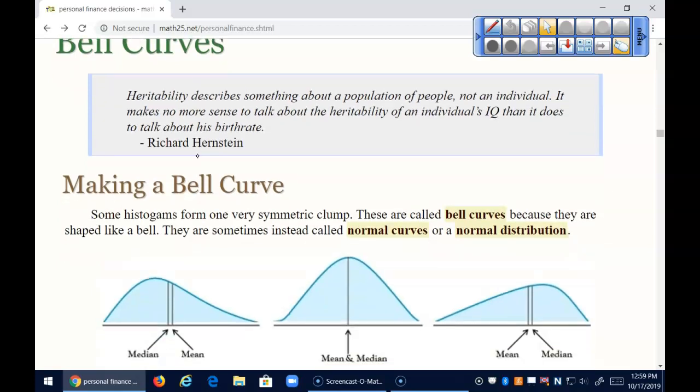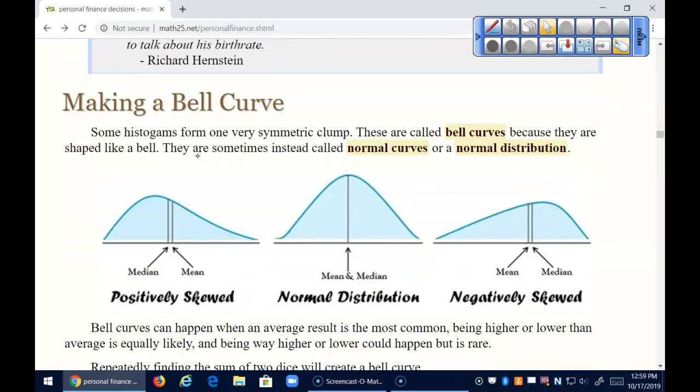But what is a bell curve? Histograms sometimes make one nice clump, and they're kind of shaped like a bell, so they're called bell curves. Their more formal name is a normal curve or a normal distribution. If you want to sound hoity-toity in a math division, then say normal distribution. But you can call them bell curves. That's what most people would call them on the streets.